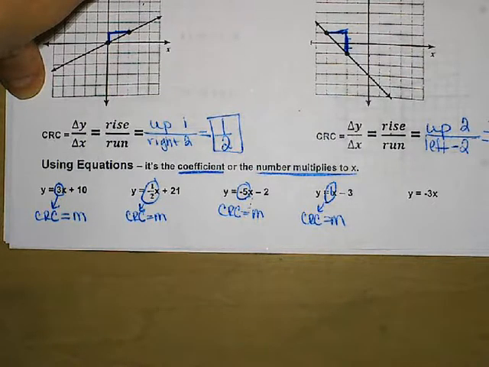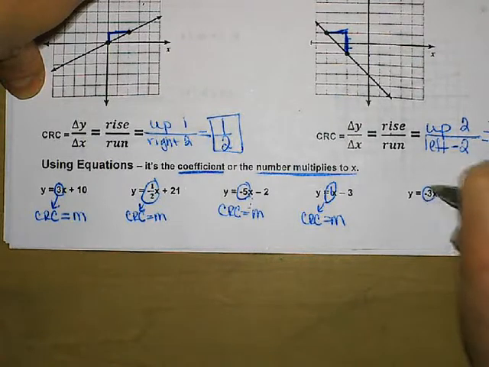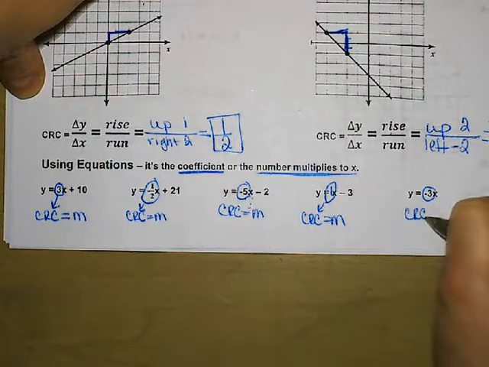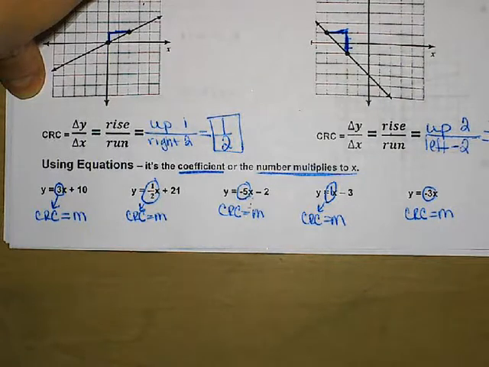What is the constant rate of change or the slope? You are absolutely correct. It is -3. Do you have any questions about finding the constant rate of change or the slope in equations?